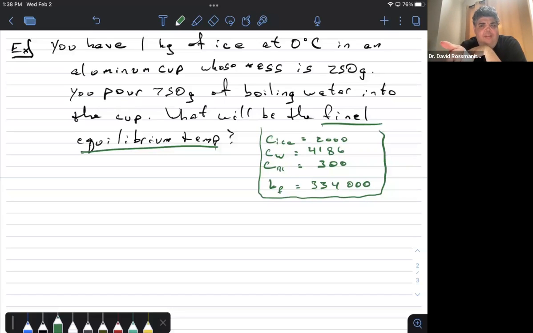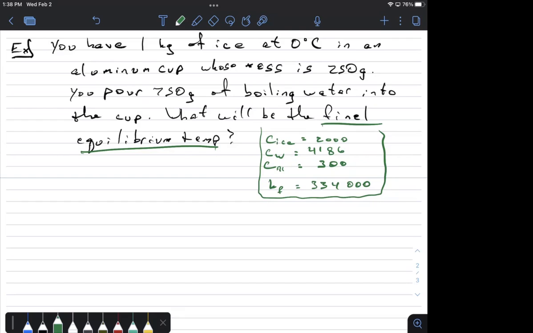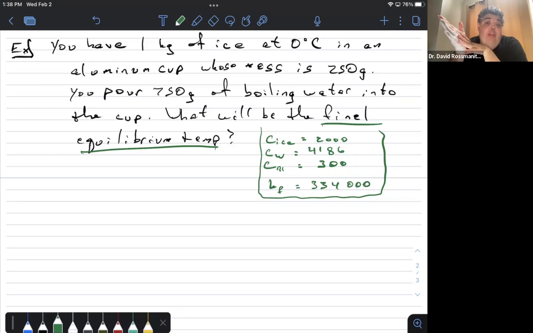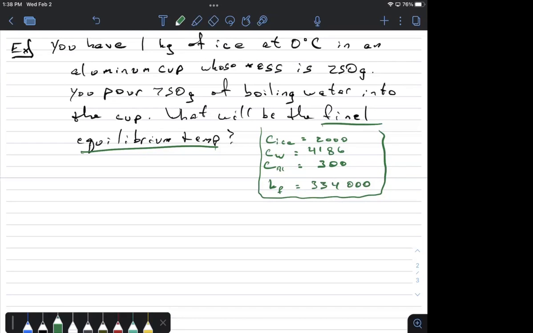Okay, so does that make sense? That makes a lot more sense. Okay, thank you. And then we also add in the Q for the aluminum cup. If you think the aluminum cup changes temperature in the problem, then certainly. Okay, thank you. Sure.